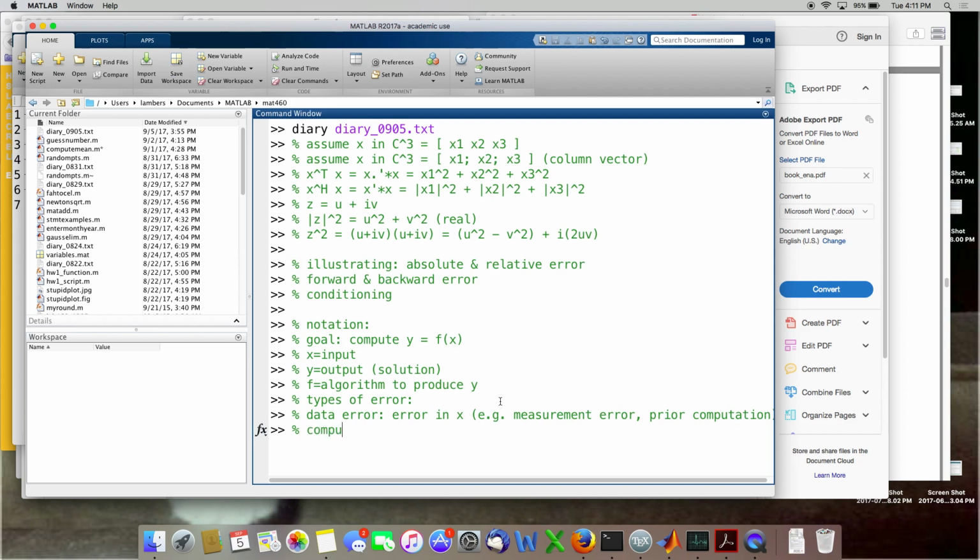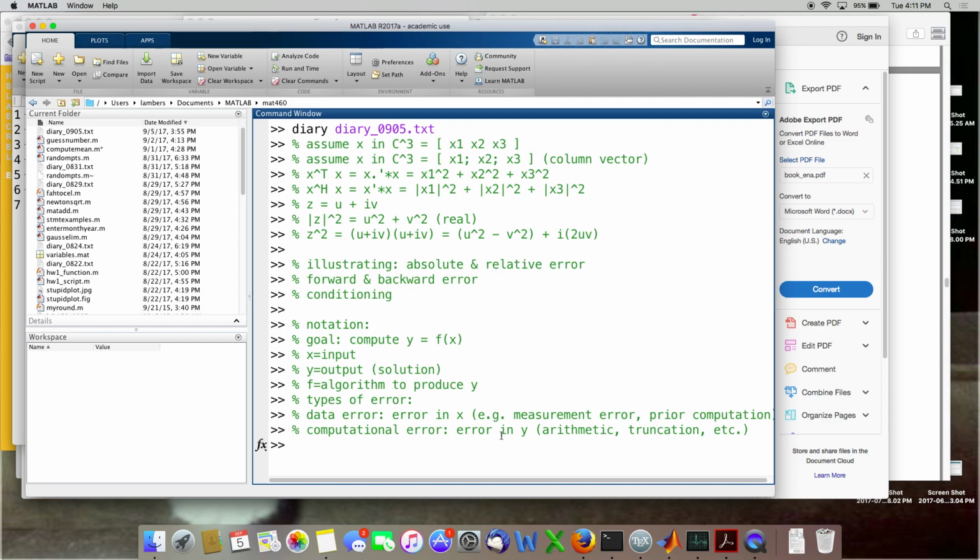On the other hand, we have computational error, of which there are many kinds, but that'd be error in y, which could be due to computer arithmetic, truncation of approximation, and I'll get into more of these as we go. For example, if you're representing a function by a Taylor series, you have to cut it off at some point. If your solution y is produced by an iteration, you have to stop the iteration at some point. You can't let it run forever. Those kinds of things are examples of truncation error.